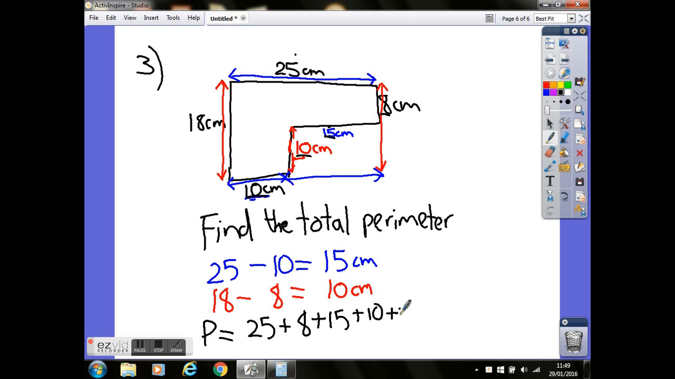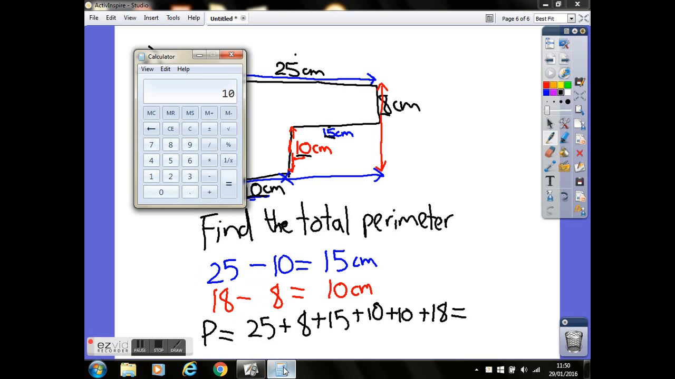So just be careful not to make a mistake or miss one of these numbers out when you're finding your total. So if we get the calculator up, we'll start with 25 plus 8 plus 15 plus 10 plus 10 again, and plus 18 to finish with. So that gives you 86. So your total perimeter is going to be 86 centimeters, and that is your answer.